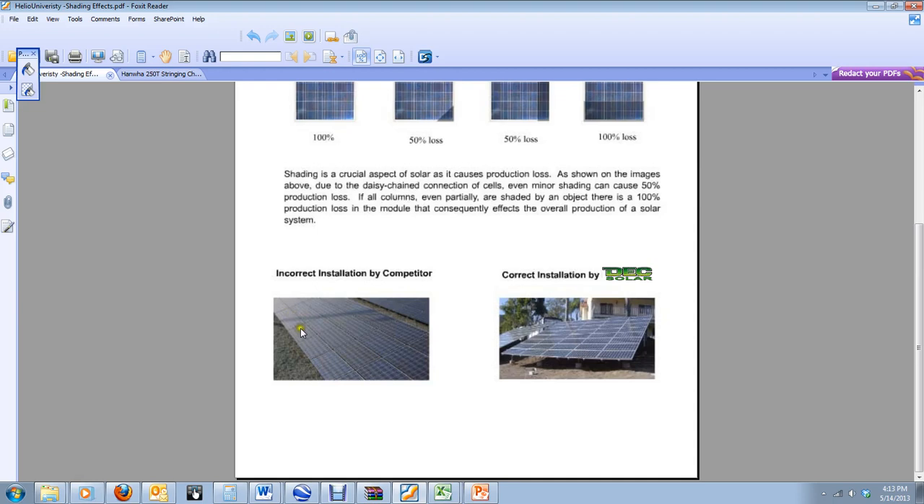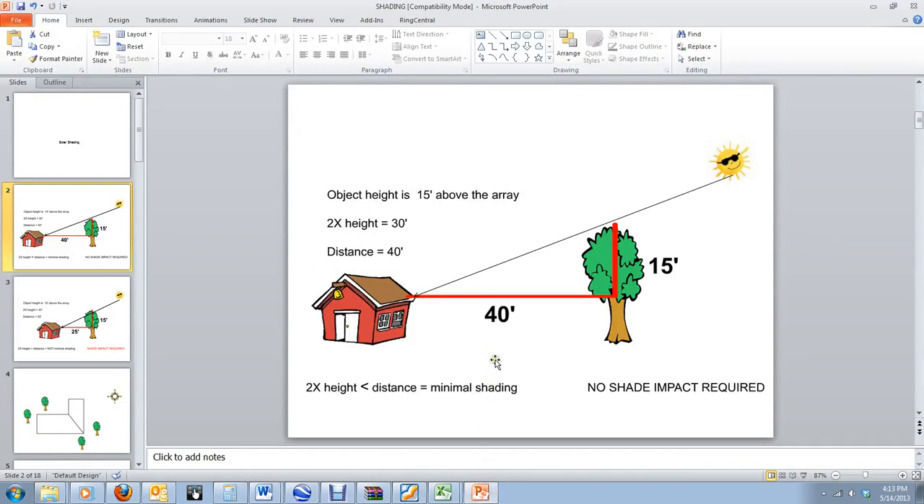We are going down here to one of our incorrect installations by one of our competitors. We see that this big array, 30-40 modules in total, this looks like a palm tree to me. You can see one of the fronds right here. This whole solar array is not producing any power at all if it is on a central inverter system. This is a correct installation done by DEC Solar, where we have eliminated any shading issues, and we are producing at 100% power right now and in the future because we have eliminated any future issues that could occur from growing trees.